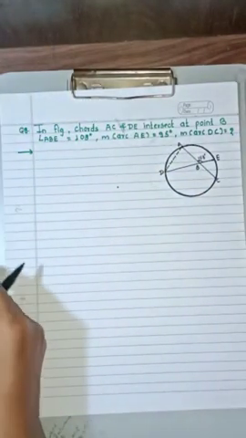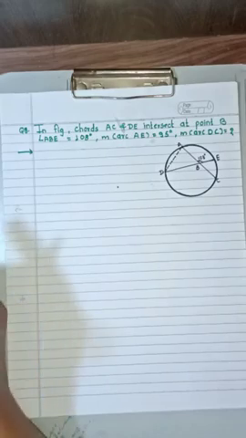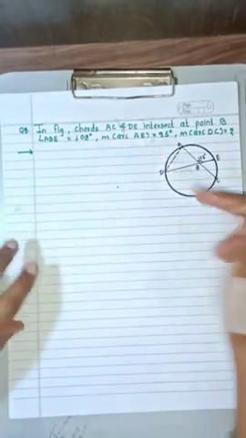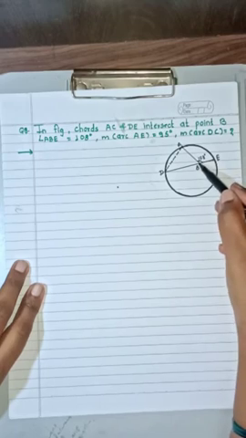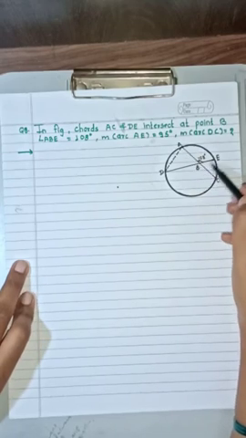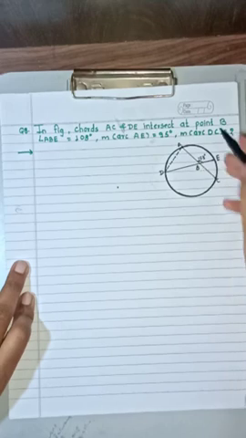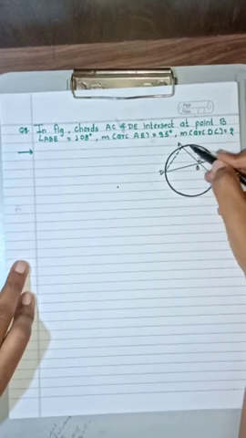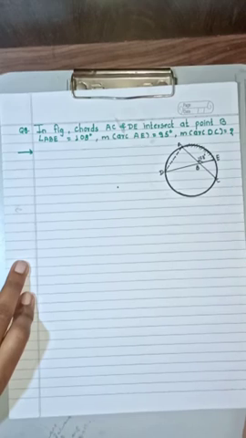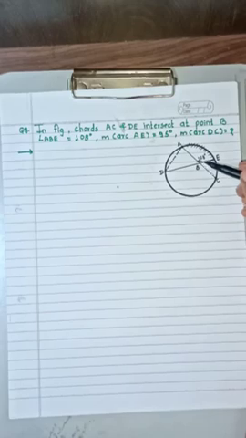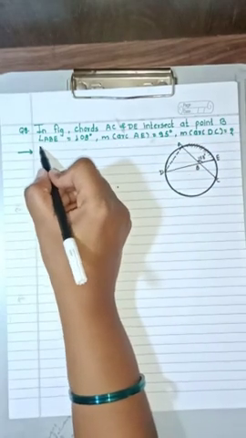Now in question number 8, they have said that in the figure chord AC, you can see this chord AC, and chord DE intersect at point B. Okay, angle ABE is 108 degrees. You can see this arc AE, I'll mark it here. Arc AE is 95 degrees and you have to find arc DC. This is also very easy. Now let us move on towards the solution.